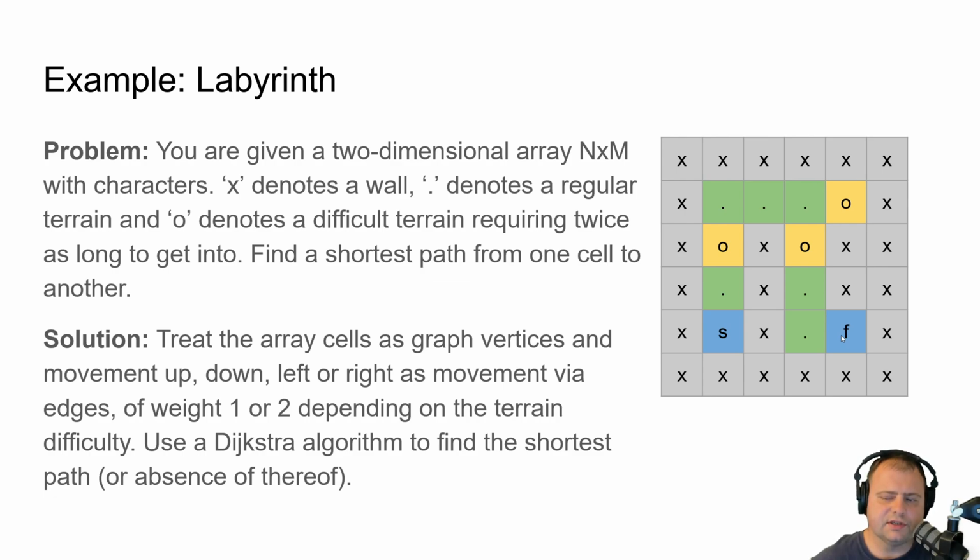There is pretty much just one path. But overall, treat array cells as graph vertices and movements as moves along edges with weight 1 or 2 depending on the terrain difficulty. For example, the first step in this path would be length 1. The second step up would be length 2, then again length 1, and so on. And we just use Dijkstra's algorithm to find the shortest path, or the absence thereof.